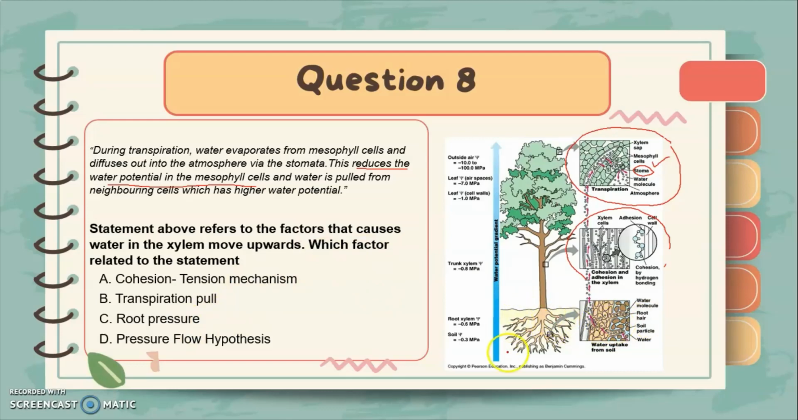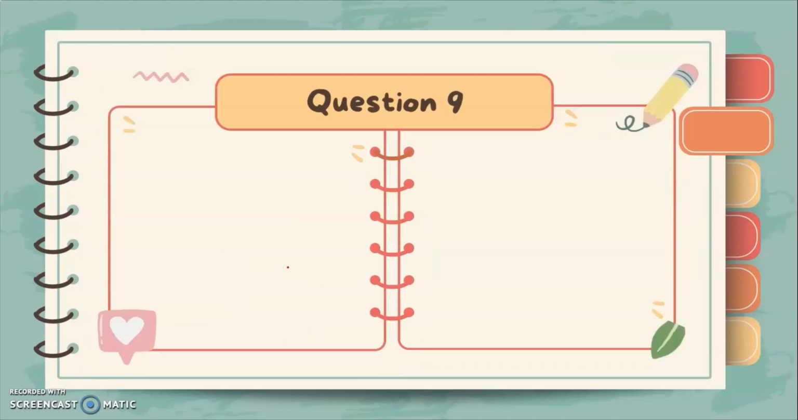Root pressure adalah dekat kawasan ni, juga tidak melibatkan mesophyll cell di sini. Dan pressure flow hypothesis adalah dia refer kepada phloem, bukannya xylem. Dalam soalan ni dia kaitkan dengan factors that causes water in the xylem. So jawapan dia adalah B.